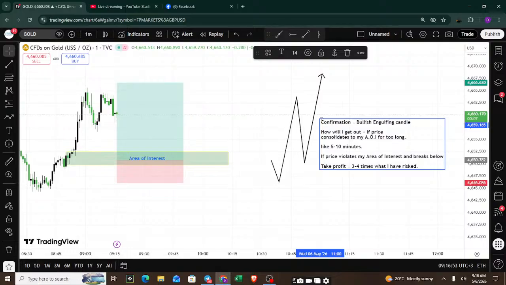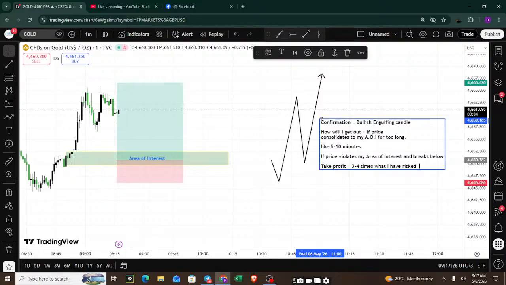The main thing you should take heed of when trading this system is accepting the losses very, very fast. Don't take the losses too personally. Once you take the loss, move on very quickly, go to the next trade.